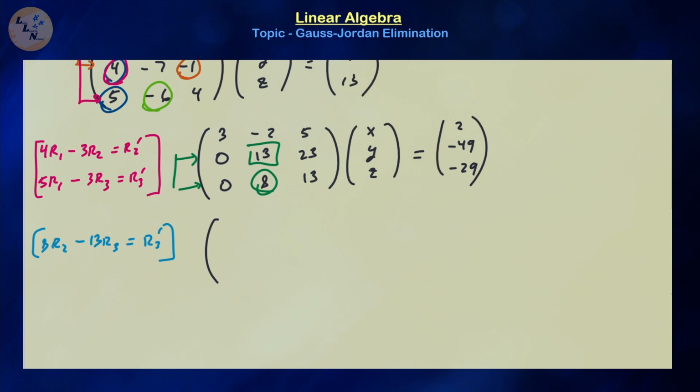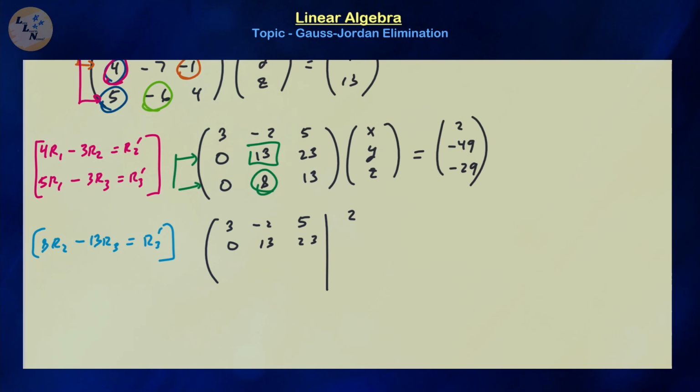So rows 1 and 2 are going to remain fixed. I'm going to have 3, minus 2, 5; 0, 13, 23. And what I'm going to do is I'm actually going to write this system in a different way. I'm going to write it in this way.